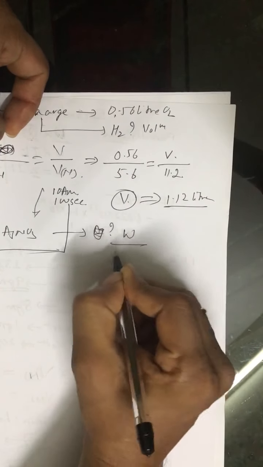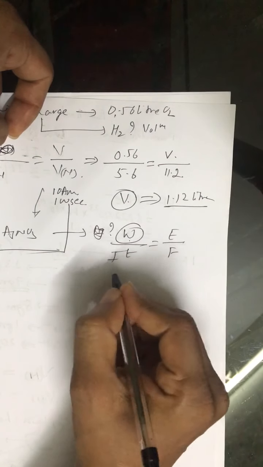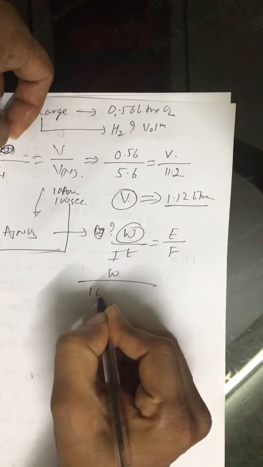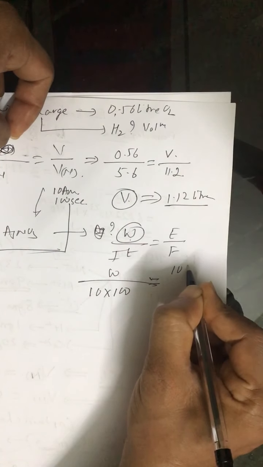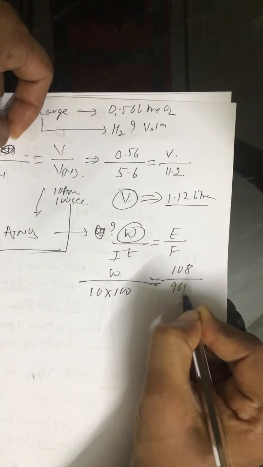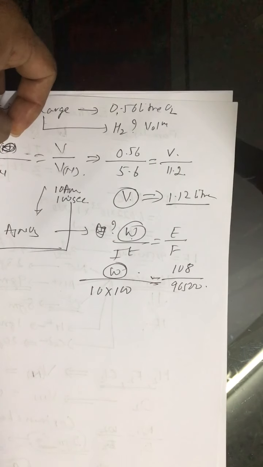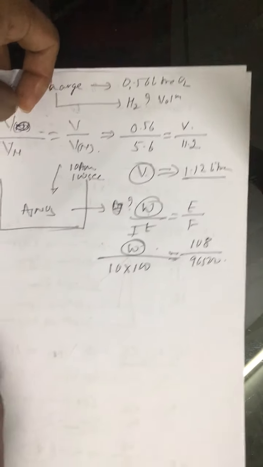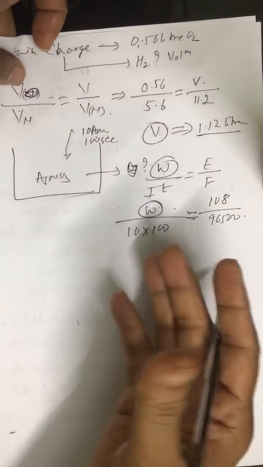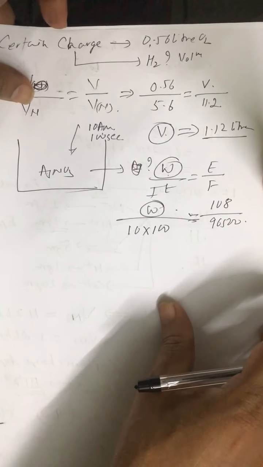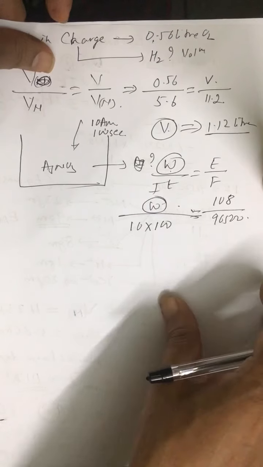So you can use this W upon IT equal to E upon F. W is asked, I current strength is 10, and time is 100 seconds, that is equal to equivalent mass 108 upon Faraday 96,500. You can calculate W like that. So these points are related to Faraday's law.